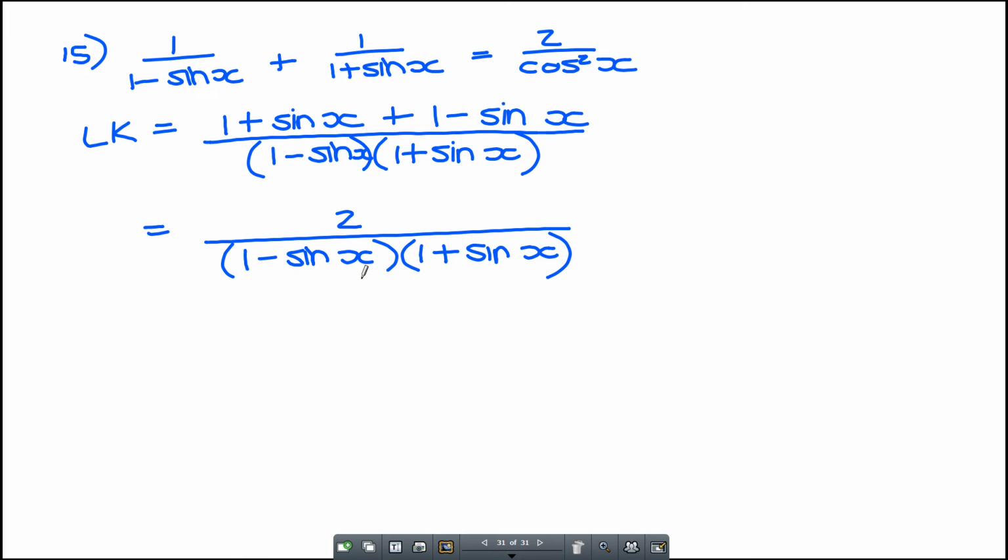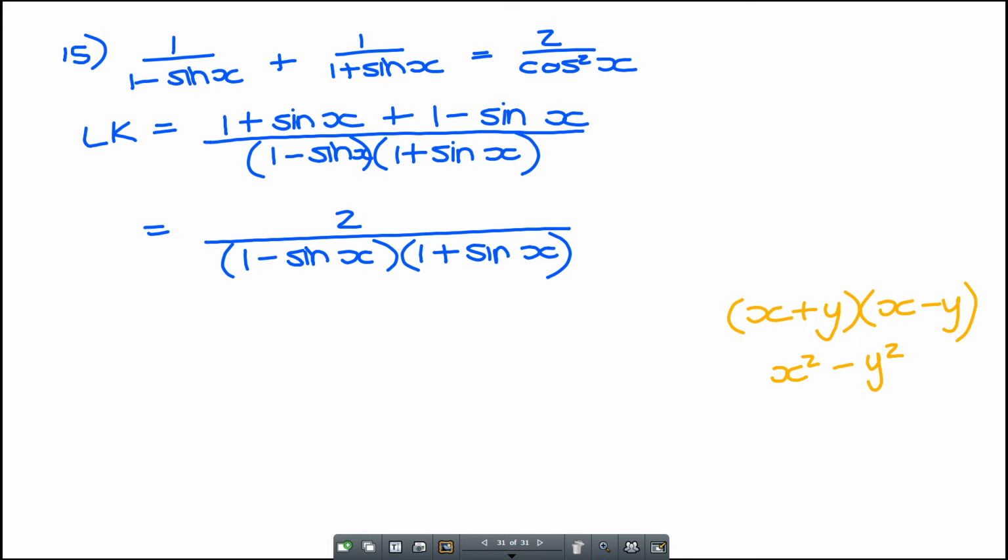Want jy sal sien ons is nou, we're very close to what we should have. Nee, we've got our 2 at the top. So we just got to work with the bottom side. Now, those two brackets look almost the same. The only difference is the signs. Nou kyk gou hier, onthou jy, as ek vir jou dit gegee het, x plus a, x minus a. You know that those were difference in two squares. Nee, so that would be x squared minus y squared.